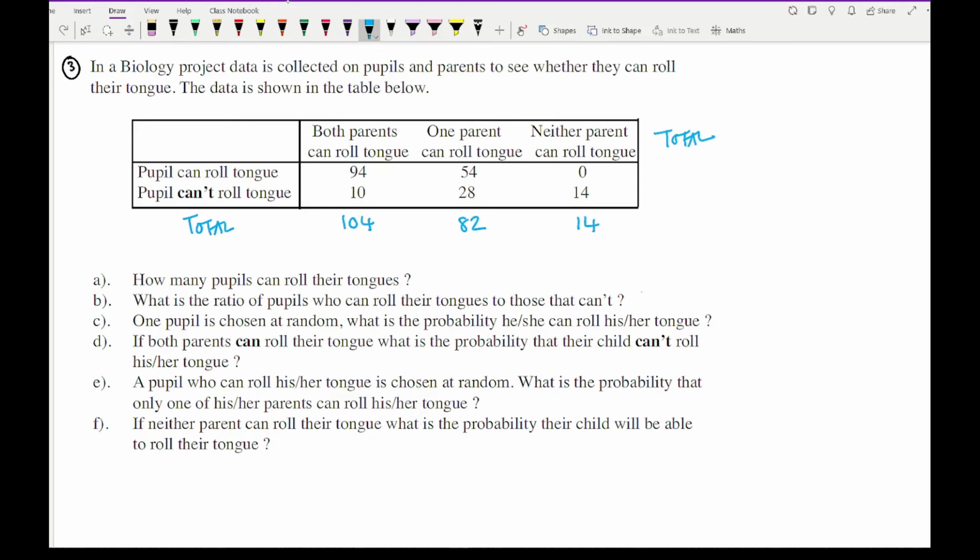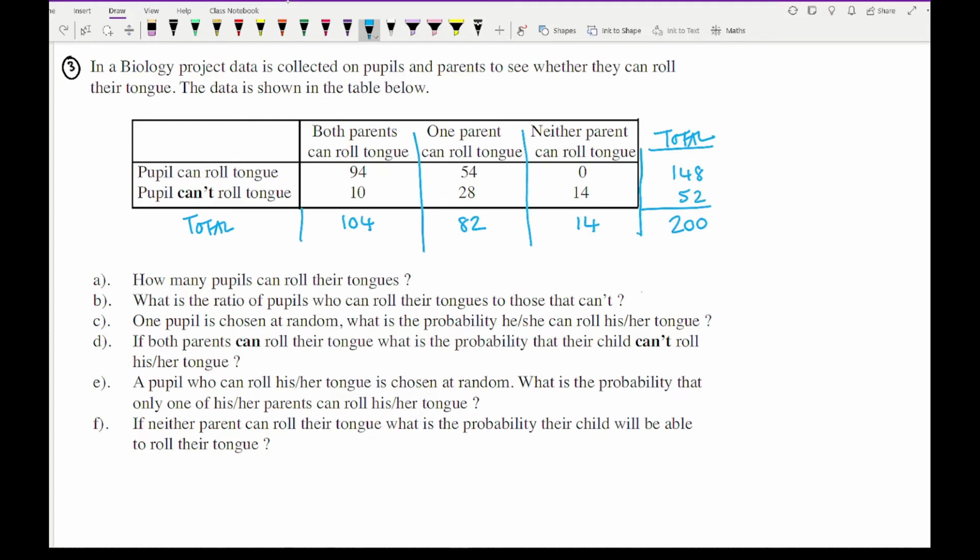And then adding all of those numbers up, I get 200. And then adding up the first row, I get 94 plus 54 equals 148. And 10 plus 28 plus 14 gives me 52. And let's just stick some separators in that to make it a little bit more obvious.